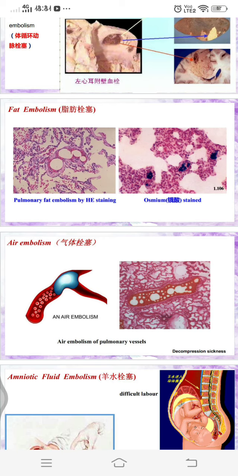So if it is of 100 cc, then it is going to affect mainly the lungs. And this particular form of gas embolism is mainly due to decompression sickness. So what is this decompression sickness? It is mainly seen in scuba divers, deep sea divers, and underwater construction workers.